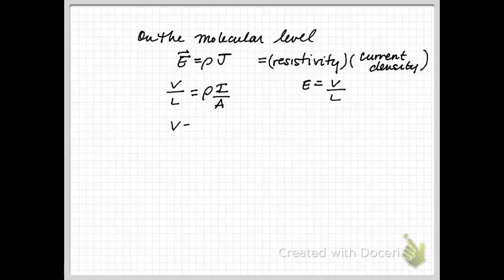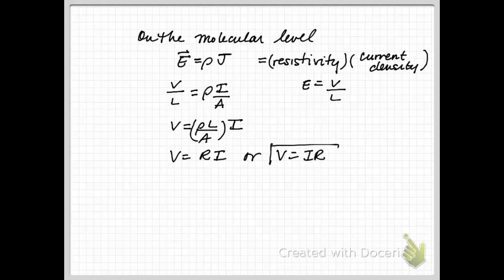If we do some rearranging on this, we have voltage is rho times the length over the area times the current. And that rho L over A is just the resistance in the wire times the current, or we end up with Ohm's law, which is voltage is current times the resistance. And this would be for ohmic resistors. And so that tells you that the voltage is proportional to the current. Ohm's law.